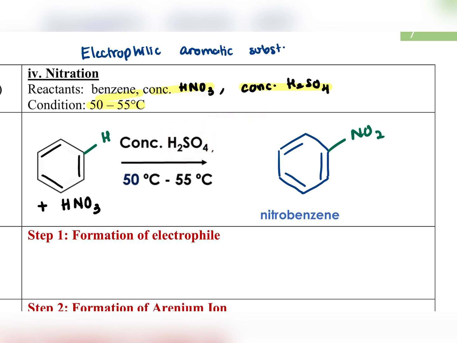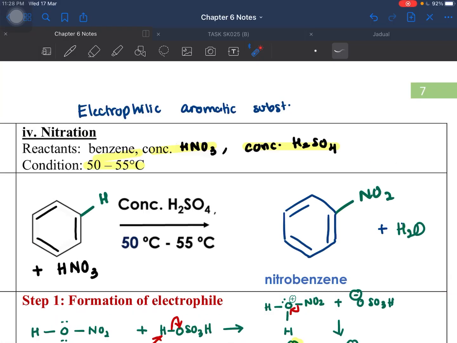Okay, and the condition untuk nitration sahaja yang kita ada condition temperature berapa. So hafal lah, wajib tulis. Kalau tak ada temperature ni, your reaction tu tak akan proceed. Alright, so this whole reaction will produce product nitrobenzene, and side product dia adalah product H2O.